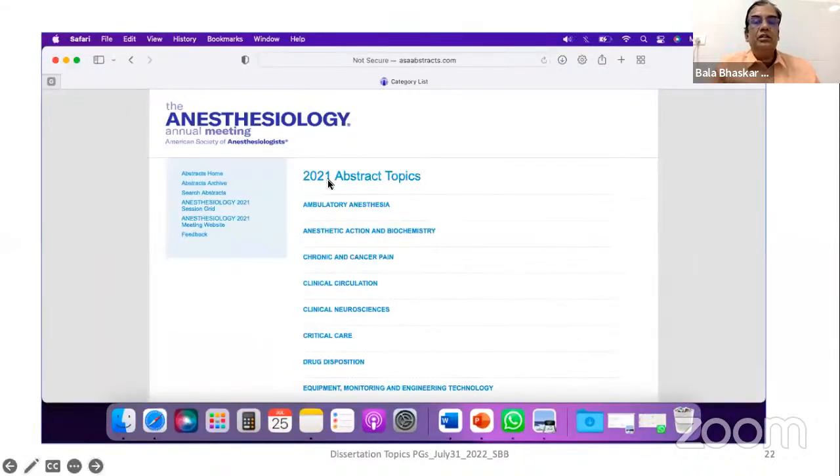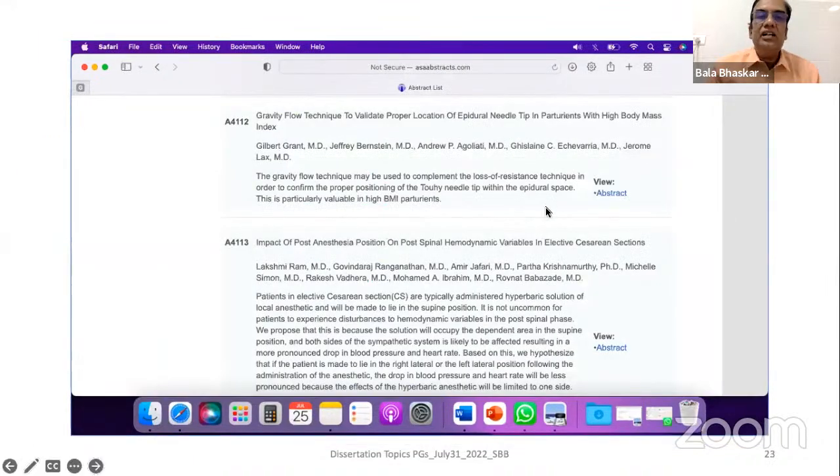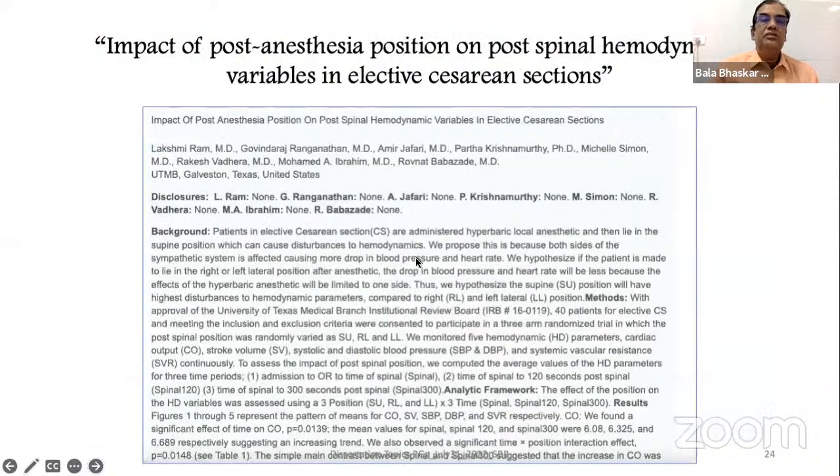So for example, I clicked on 2021 abstract topics, and again I got different specialties: ambulatory anesthesia, chronic and cancer pain, clinical circulation, and even equipment monitoring and engineering technology. See, this last one should interest us a lot because I don't think we are doing too many theses or dissertations on topics related to equipment monitoring and engineering technology. So you can click open the link and see whether an interesting article is available in this particular subspecialty. If I just click randomly, we have certain abstracts available, and you can see the full details.